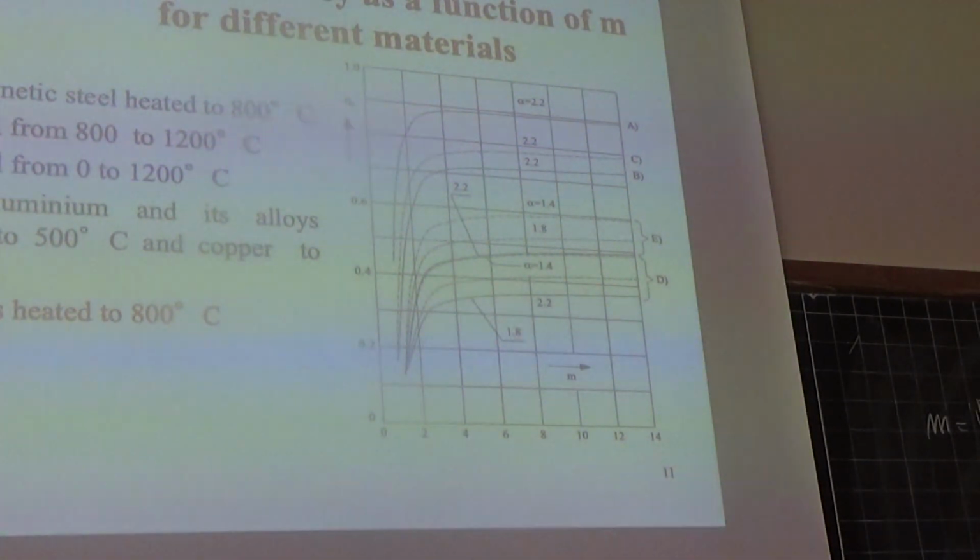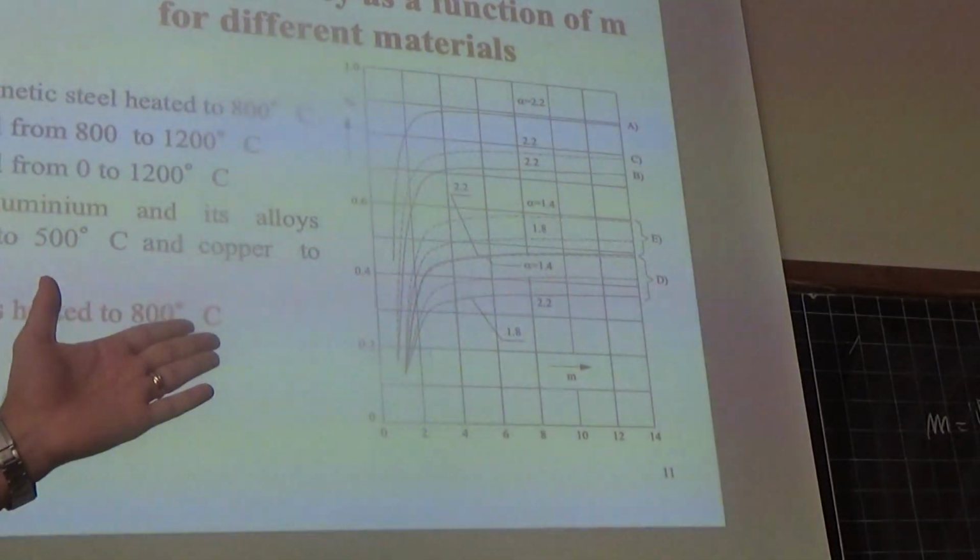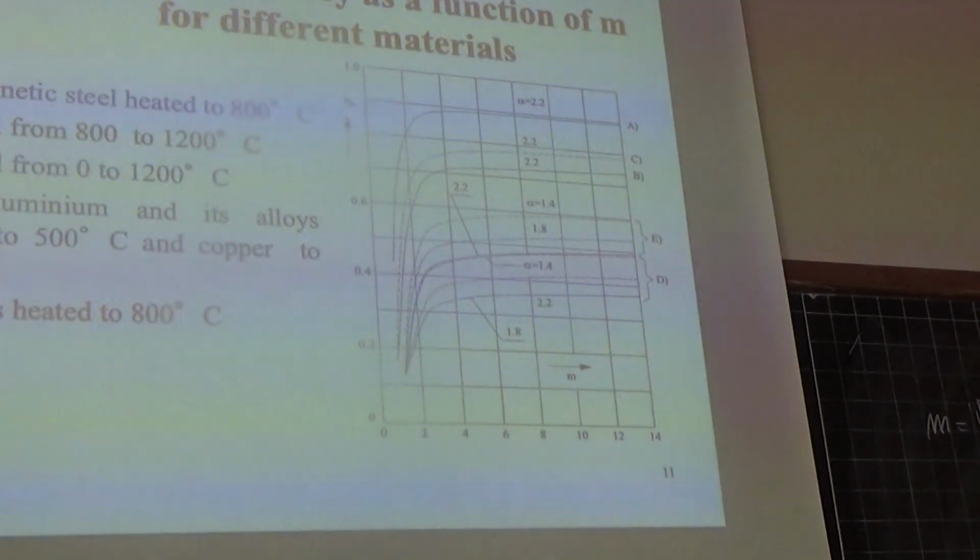Why? Because it's quite trivial to guarantee the value of M greater than 2.5 below Curie temperature because of the magnetic state of the material, but it's not so trivial to guarantee the same value above Curie temperature.